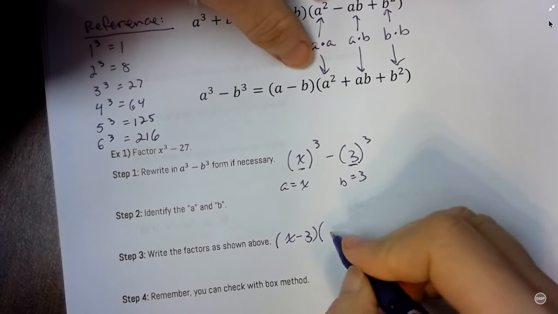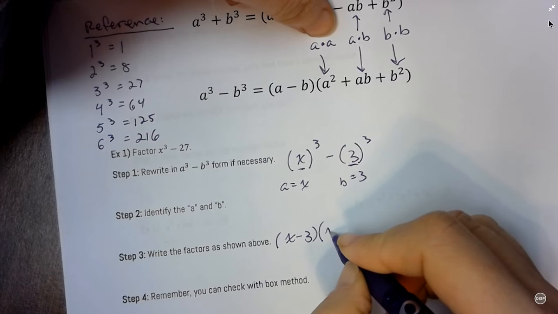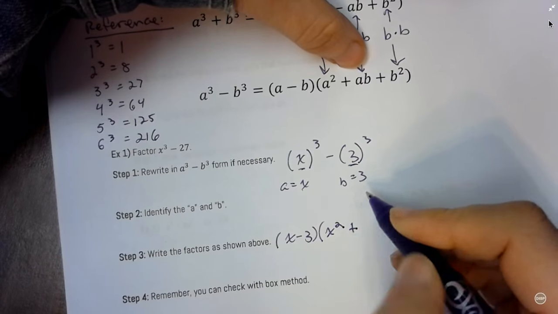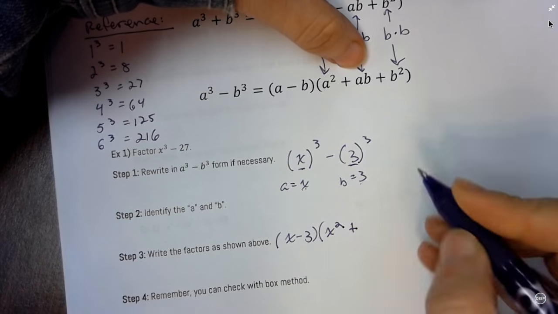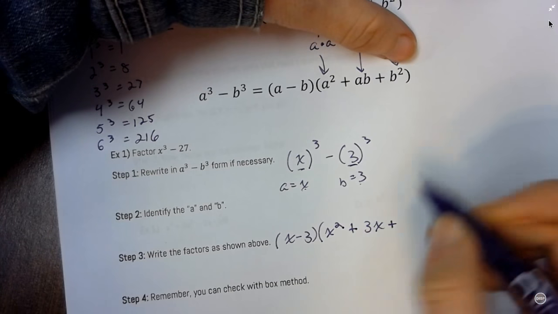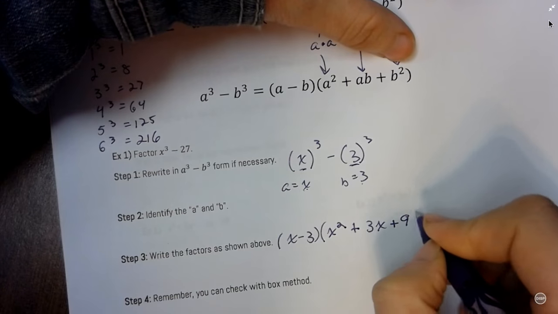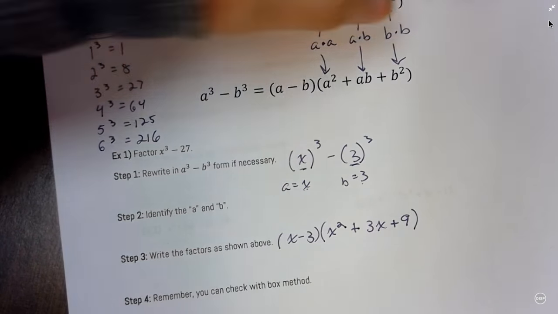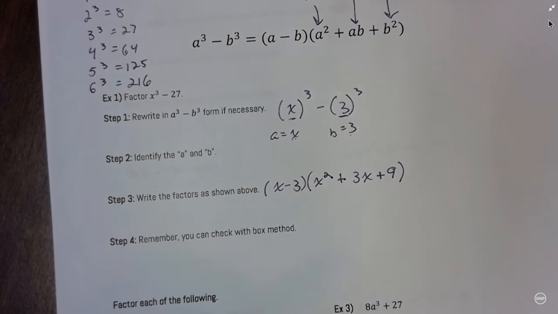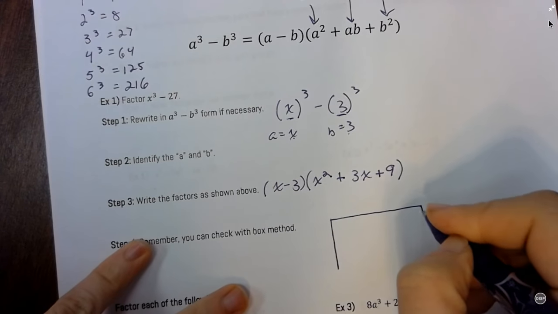So let's do that. A times a. So a is x, so I'm going to take x times x, which is x squared. Then plus a times b, so x times 3, which is 3x. And then plus b squared, so 3 squared is 9, so plus 9. So there's my factors right there, and remember to check with box method. So let me check that.